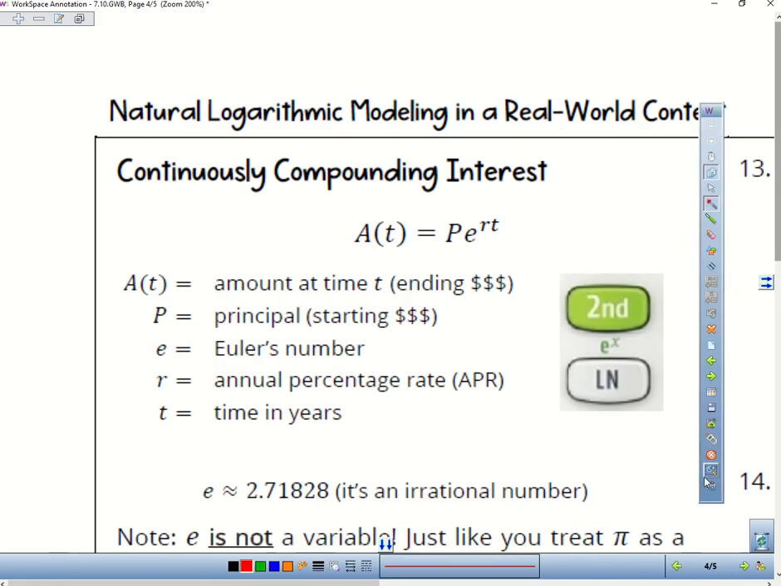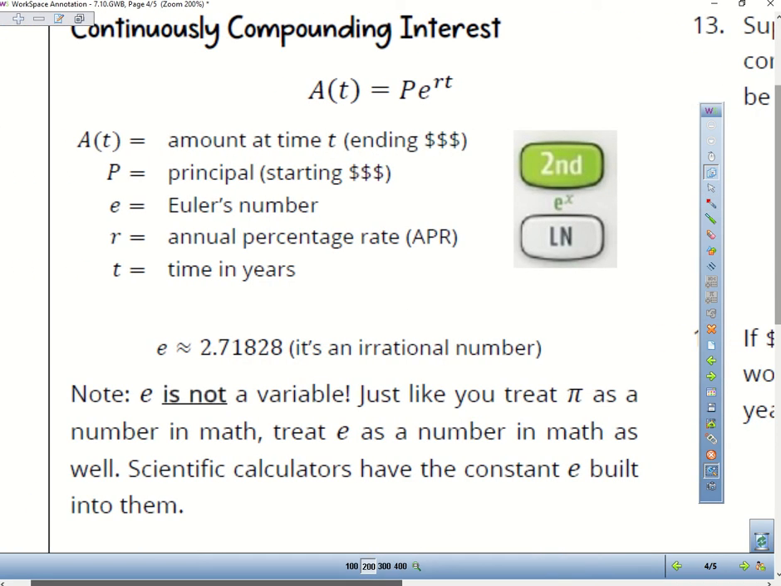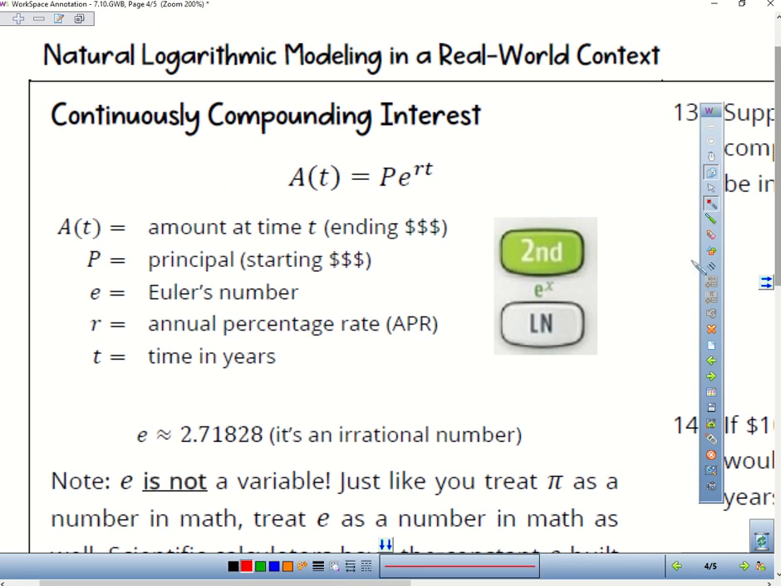All right. So now we're going to talk about compound interest. We've talked a little bit about compound interest in this class. Do you remember that formula we used? We specified compounding quarterly, annually, monthly. Remember we had that period of compounding?